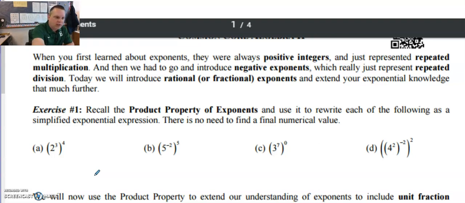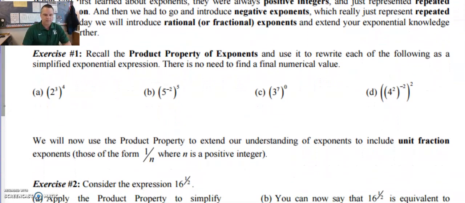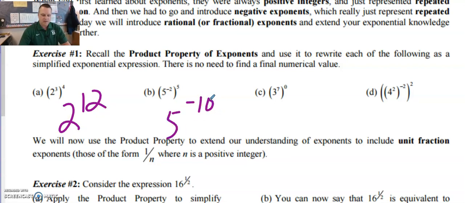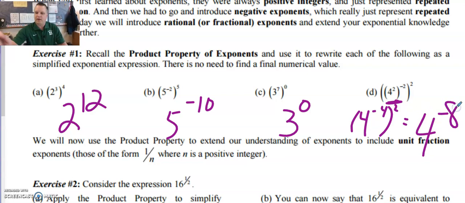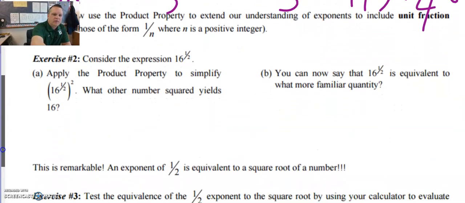So if you look at these in exercise 1, and if you had to pause the video to find out where you are, that's fine. So we have 2 to the third power raised to the 4th power. Remember, 2 to the 12th. Multiply. And then the next one, B, would be 5 to the negative 10. The next one, letter C, is 3 to the 7 times 0. Oof. Look at the next one. Little tricky. Okay, do this first. So you have a power to a power to a power. So then I have 4 to the negative 4 squared, which then gives me 4 to the negative 8. So that was just a quick little review.